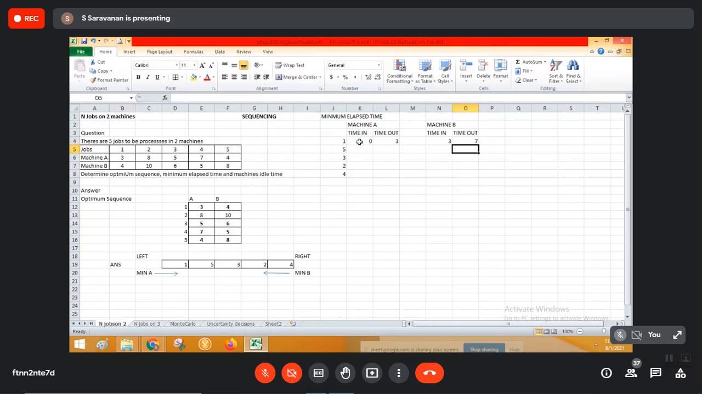Okay. So first job, machine A, it enters at 0, it comes out at 3. It enters machine B without any time delay at 3 and it comes out at 7. So can you understand that first line? So how I got it? Okay, right. So the second job that should be taken is 5. So this one is over.